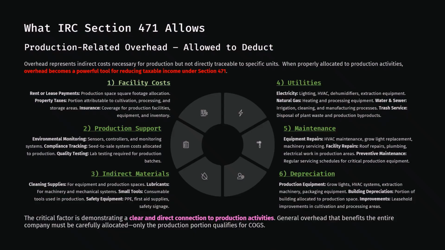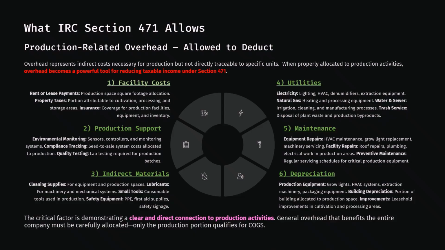So some examples of facility costs are like rent. If you lease a building or grow facility, you can allocate a portion of that rent to COGS based on how much of the space is used for production. You'll want to do a square footage calculation so that you're not guessing at the square footage. Property taxes, same idea as rent. If you're paying property tax on a facility, a portion of that tax tied to cultivation, extraction, or packaging space can be included in inventory cost.